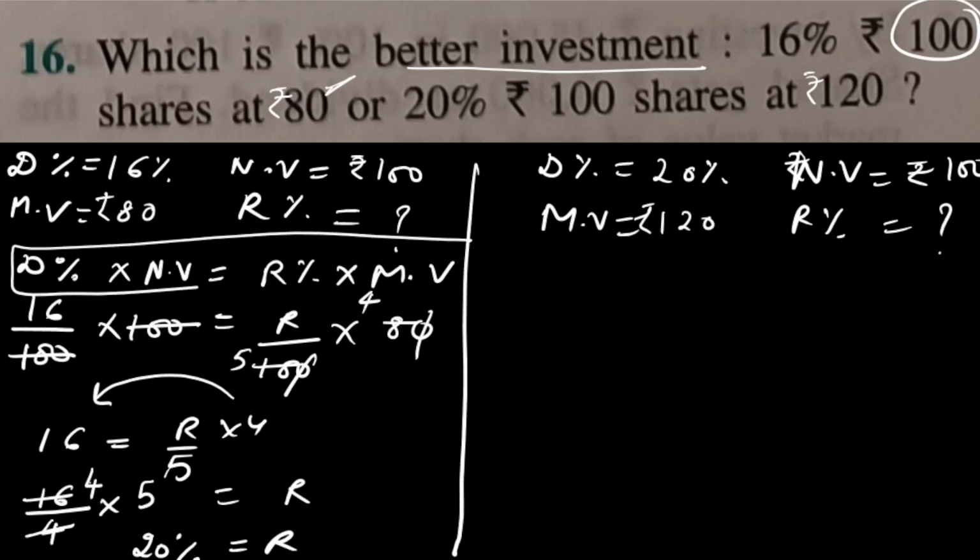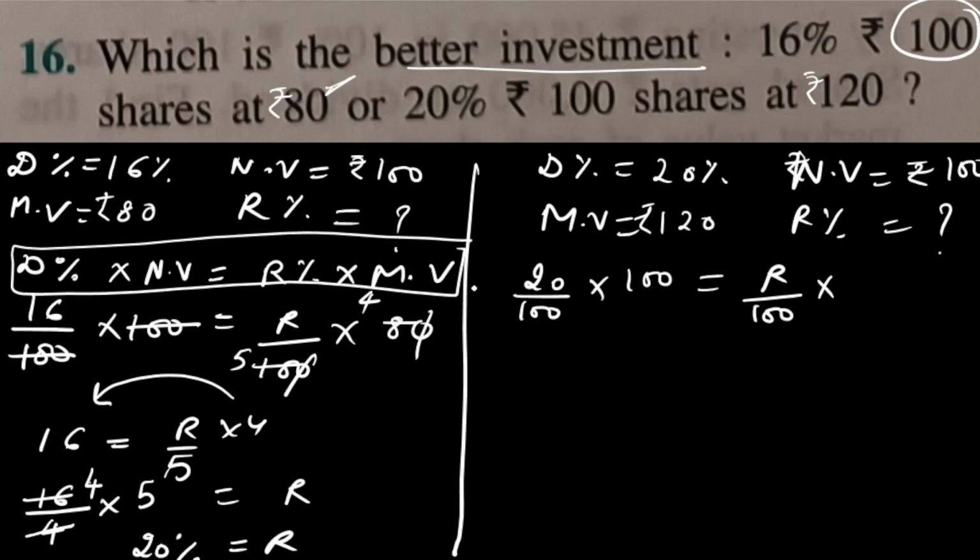This one I will just highlight, I will not write it once again. So I'll see from here and here itself, let's substitute. d percent, d is 20, so 20 by 100 into nominal value is 100, into r percent, r we have to find, percent means by 100, market value is 120. 100 and 100 will get cancelled here, 10 and 10 will get cancelled, 2 into 5, 2 into 6.